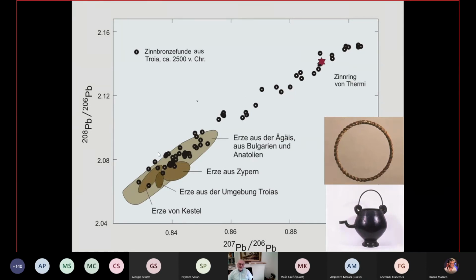And since we have geological time information, these are lead isotope ratios which indicate a very old geological terrain, which is to be found neither in the Aegean nor in Anatolia. So we can say it does not come from here, but from somewhere else, which we do not know yet.